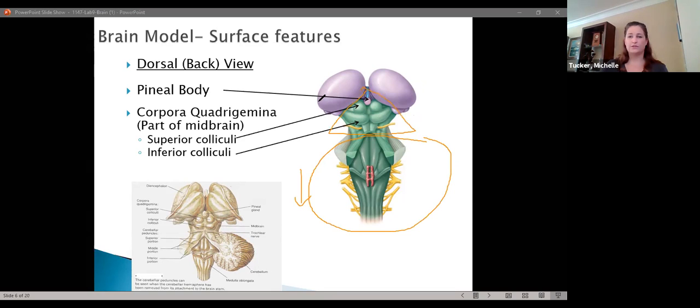The first structure that kind of sticks out at you, and it looks kind of like a leaf, is the pineal body. So the pineal body is the first structure that you would see. It is the one on top. It's by itself.